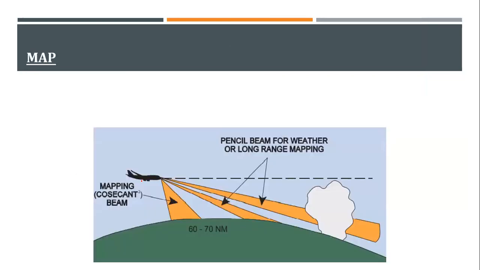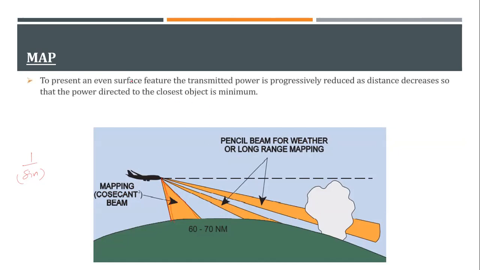This is mapping, and these are known as cosecant square beams. Cosecant square is basically 1 by sine. Why is this? Because we are having the signals like this. This is the shape of a beam. The pencil beams are for the long range, and the short range is used for the broad ones. To present an even surface feature, the transmitted power is progressively reduced as distance decreases, so that the power directed to the closest object is minimal. You keep on reducing the power until you get the signals that are close by.